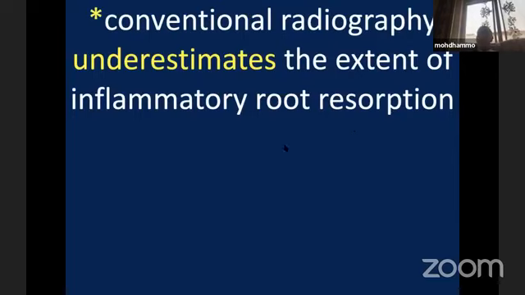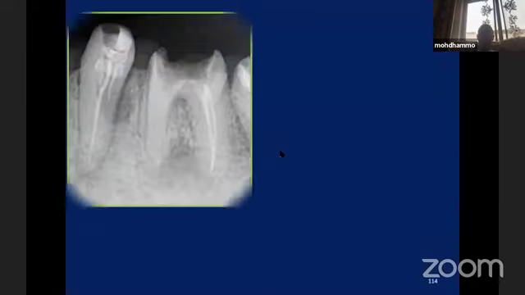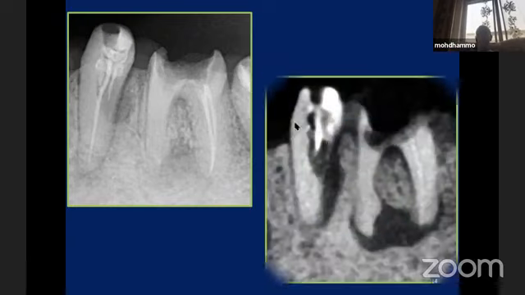Conventional X-ray, 2-dimensional X-ray, underestimates the extent of inflammatory root resorption. And of course, CBCT is significantly better than intraoral periapical X-ray to make a diagnosis of inflammatory resorption. So if you look here, in the periapical X-ray, I can't distinguish what's happening here, but with the CBCT, you can see the extent of the resorption here and here.